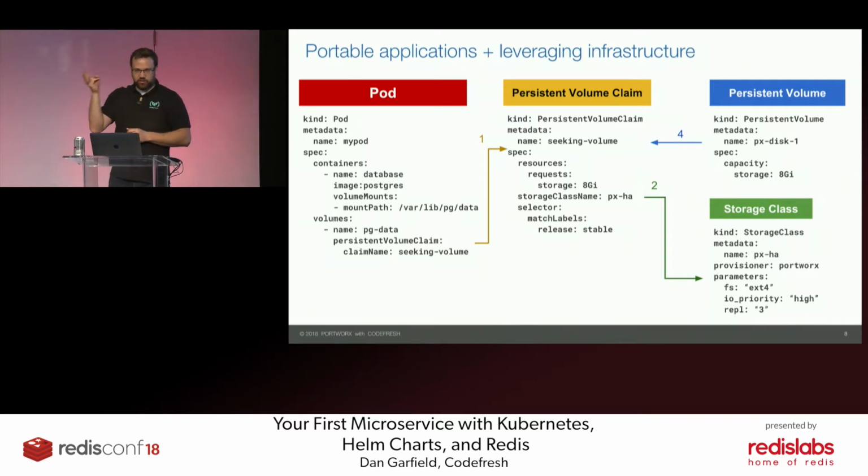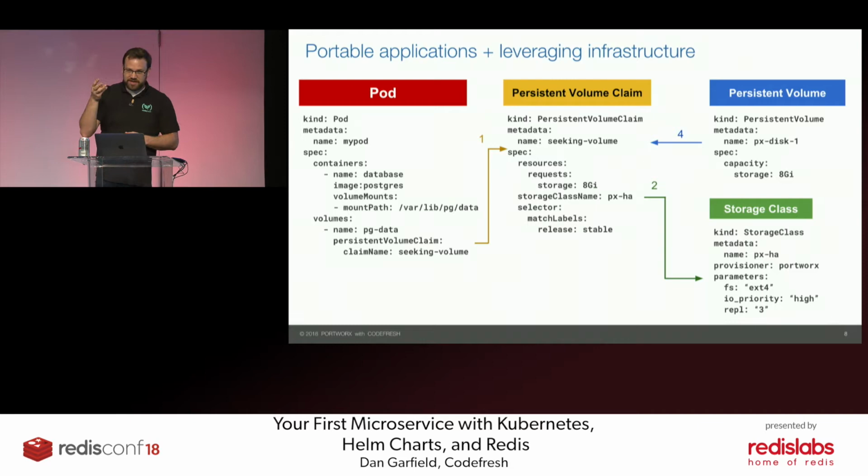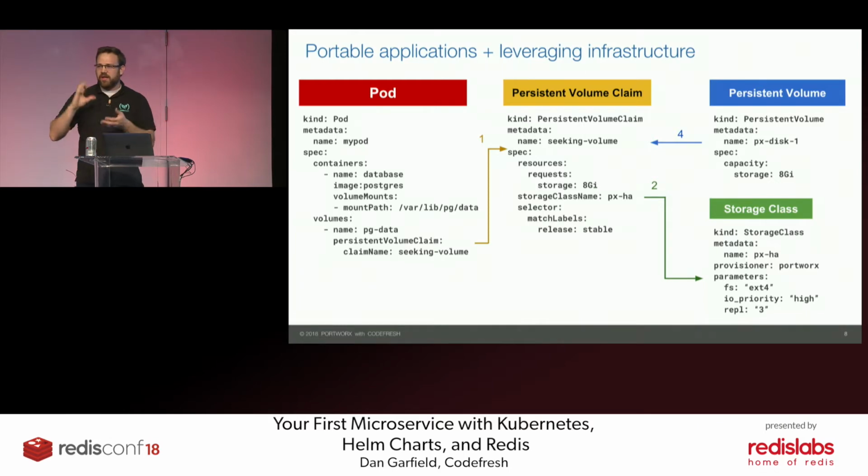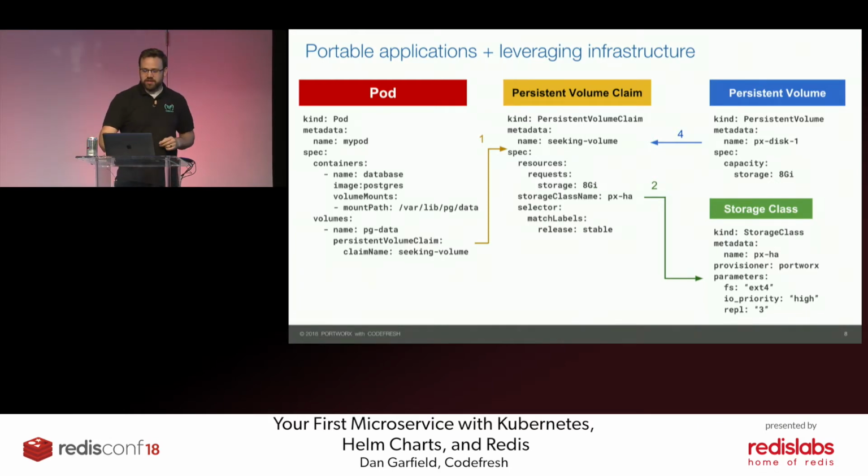You'll notice that 3 is missing. Did anybody notice that 3 was missing? You didn't notice that 3 was missing? Don't front. 3 is missing because there's a little extra stuff that Kubernetes is going to do behind the scenes that we're not going to cover today.